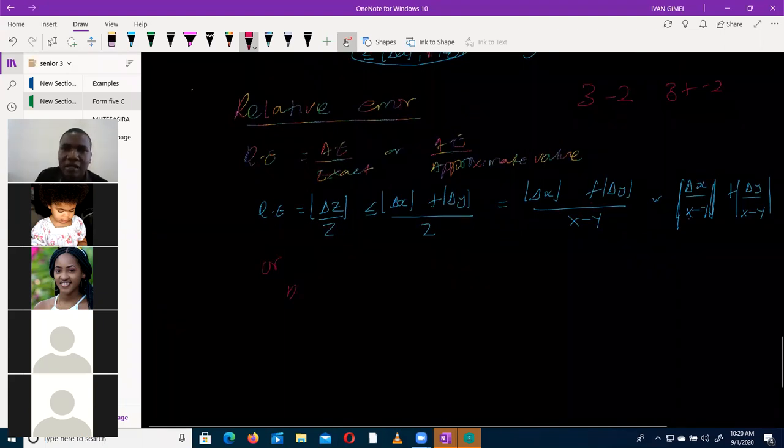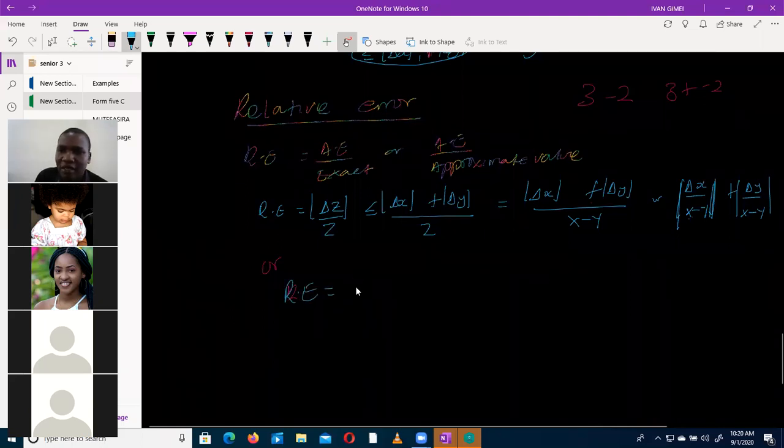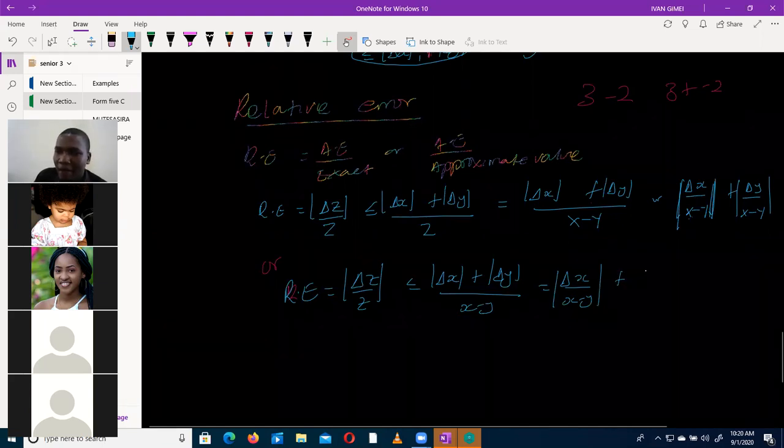Relative error, somebody said we go back to blue, relative error will be equivalent to error in Z out of approximate value in this case, which will be less or equal to error in X. We know why it is a plus now, error in Y, divided by this time small z, which is X minus Y. And this can also be written as error in X out of X minus Y modulus plus error in Y out of X minus Y modulus, like that.